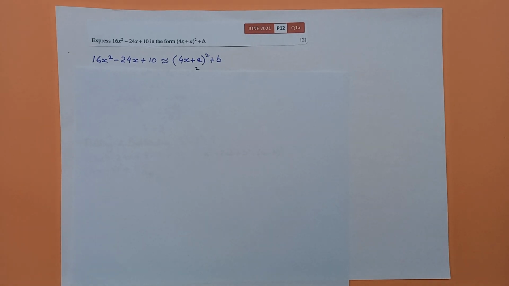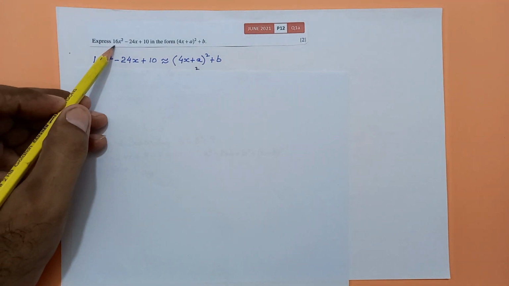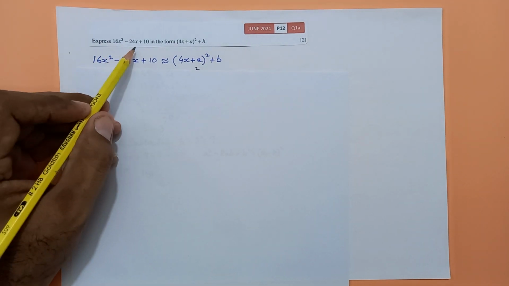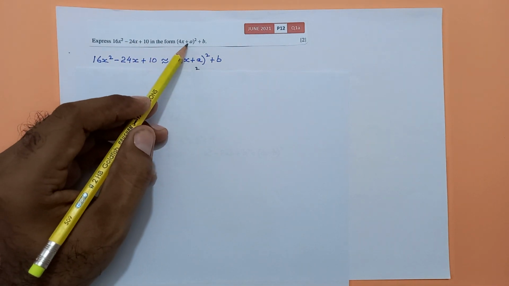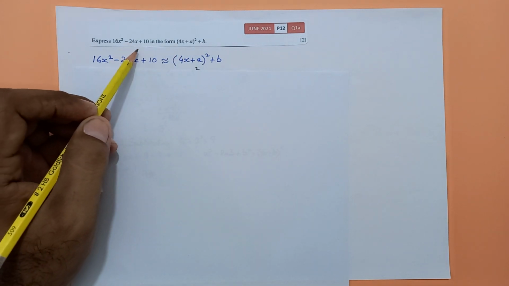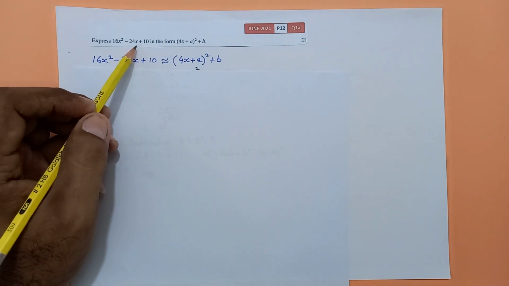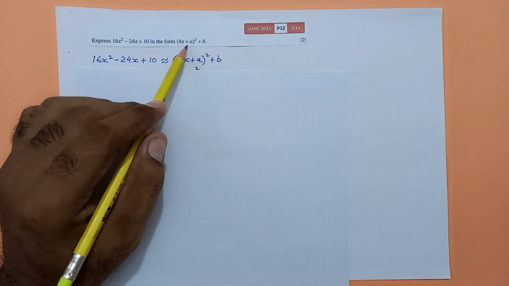Hello everyone. We have a question. It says: express 16x² − 24x + 10 in the form (4x + a)² + b. So basically we have to convert a quadratic standard form into a completing square form.